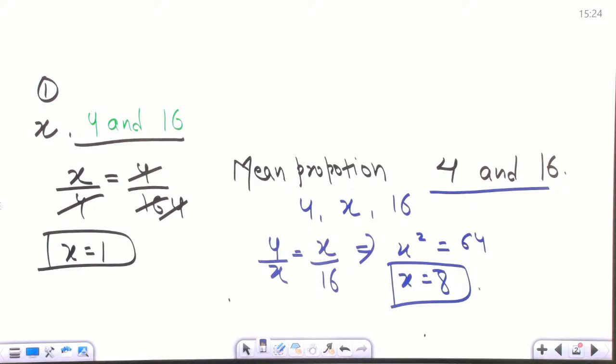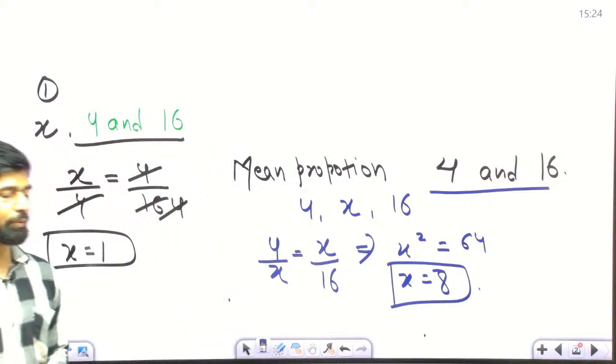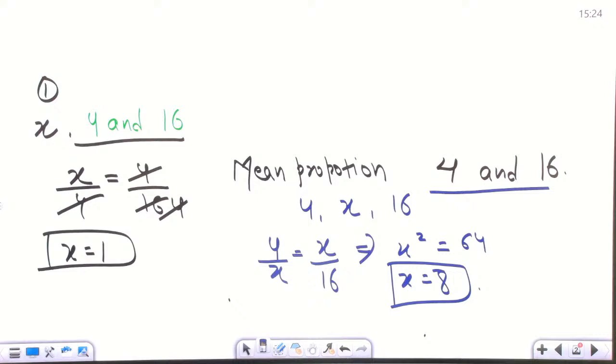Then write the third question. Done? Write the third question. Find the third proportion to 4 and 16. The numbers are same. Again, find the third proportion to 4 and 16. What is the answer? 64?